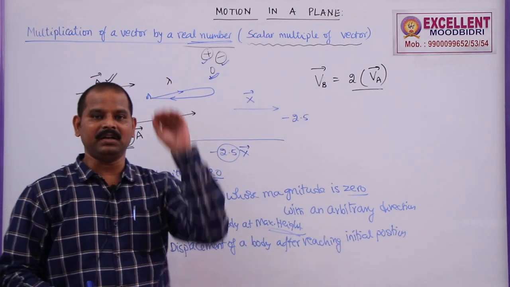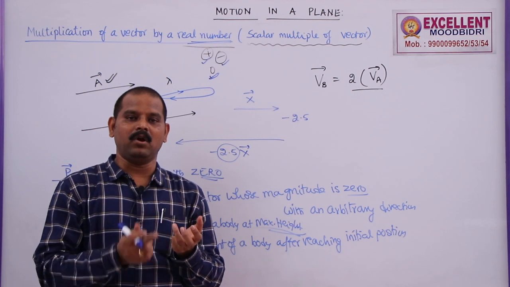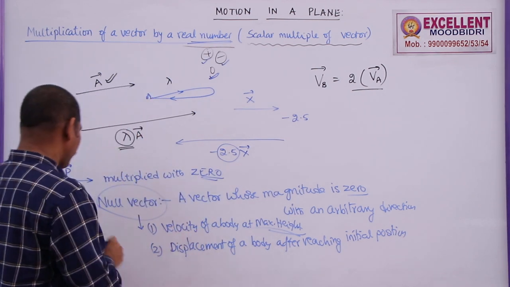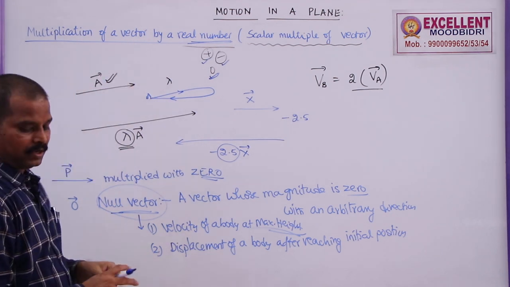If the body is at rest, the velocity will be 0. So, the velocity of a body at rest is also a null vector. So, this is how you can multiply a vector with a real number.